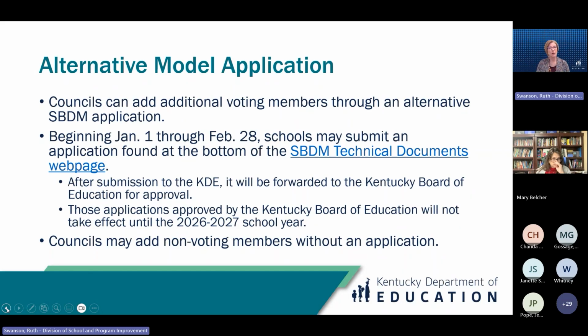So if you are completing one of those applications, once those are sent to Mia, the KDE SBDM team will review those, and then those are sent on to the commissioner's office and then eventually to the state board for final approval. Also, we want to remind you that if you are wanting to add non-voting members, that does not require this alternative model application.